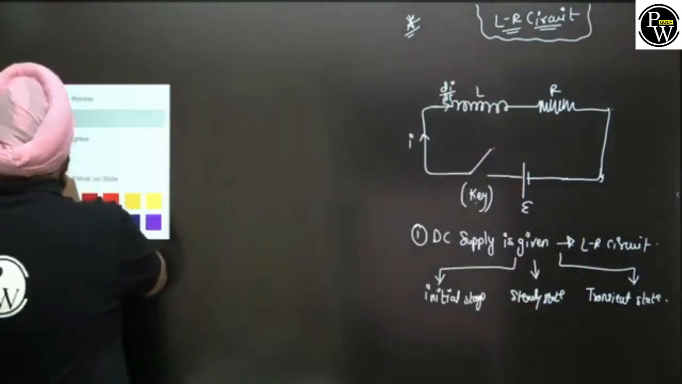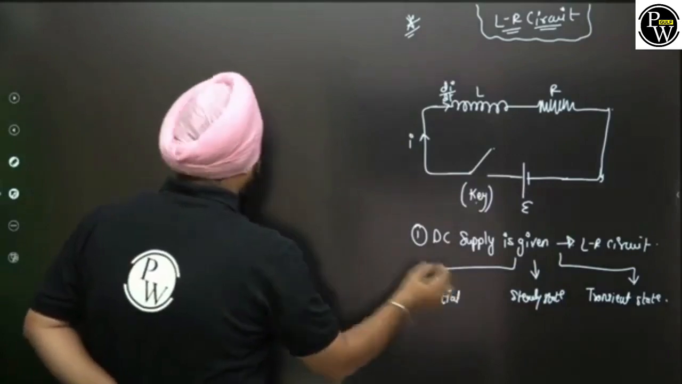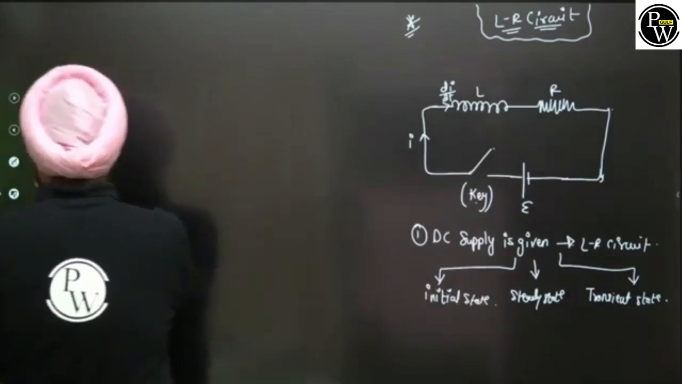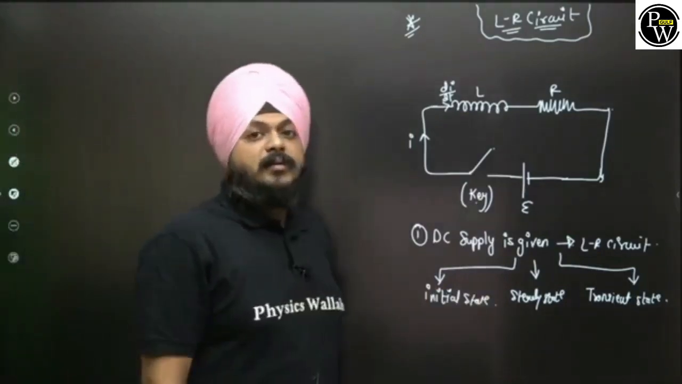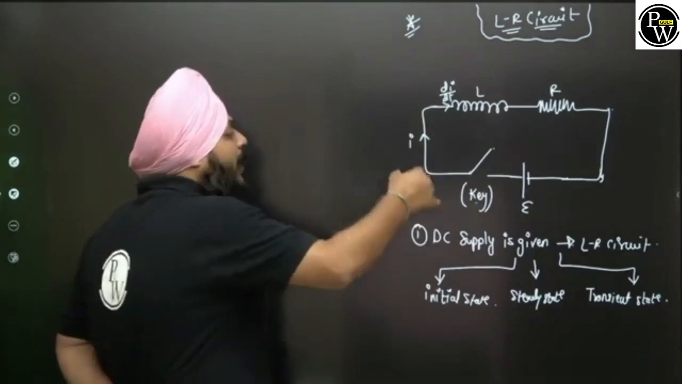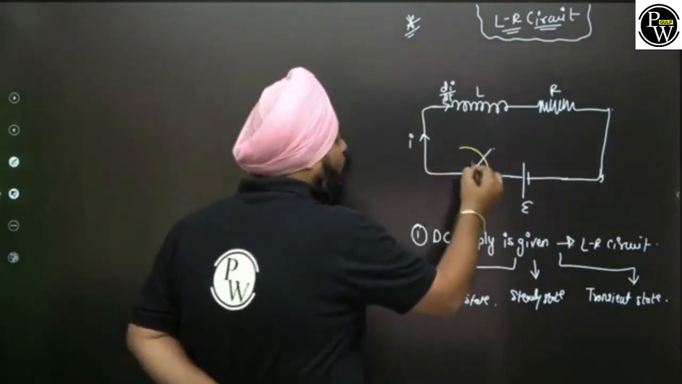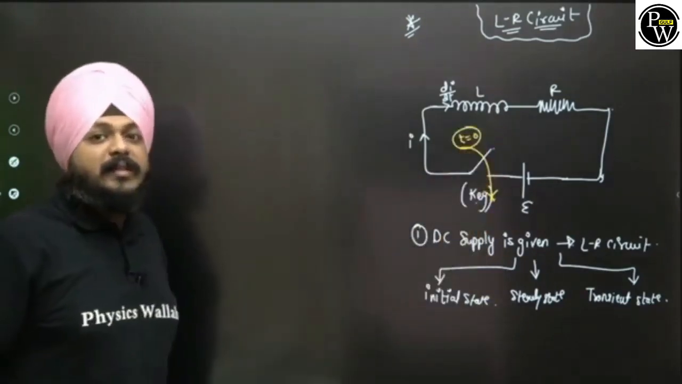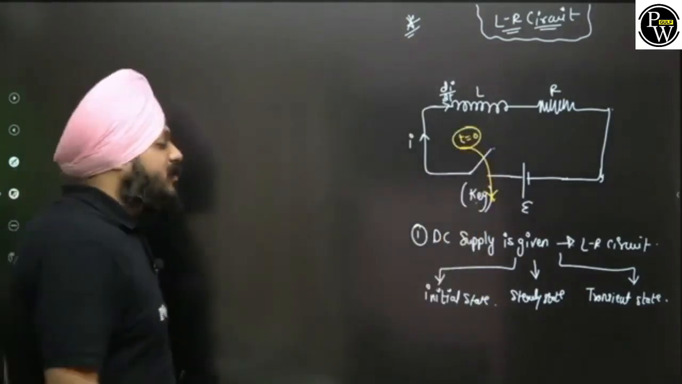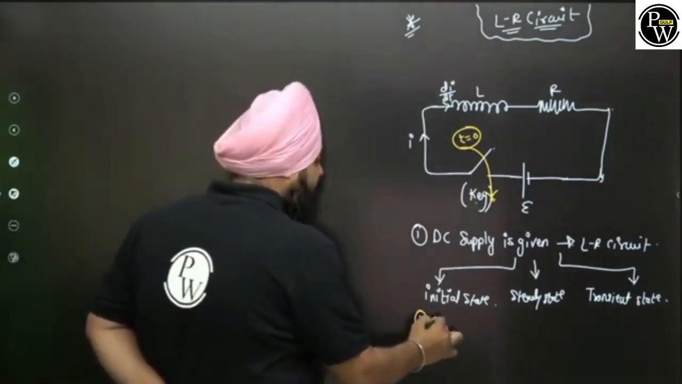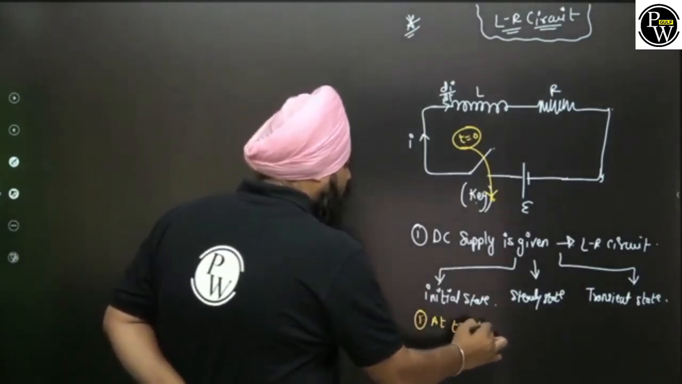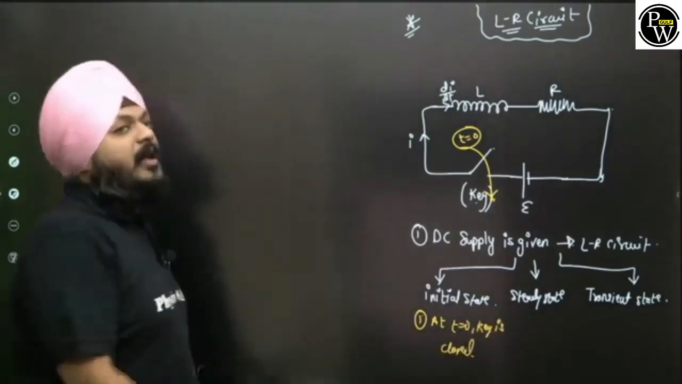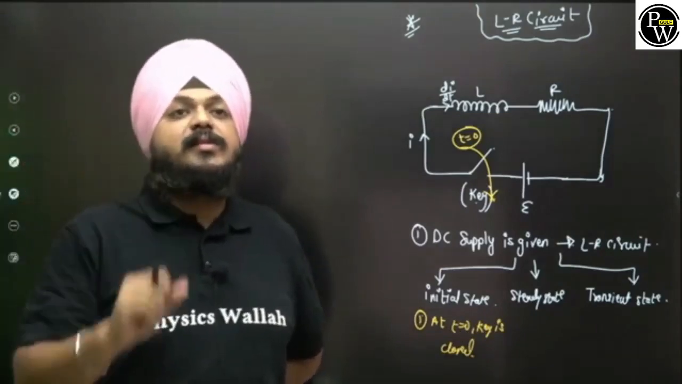Initial state, steady state, transient state. The moment at which the switch is closed, t is equal to 0, that is the initial stage. At t is equal to 0, the key is closed. This stage is known as the initial state.